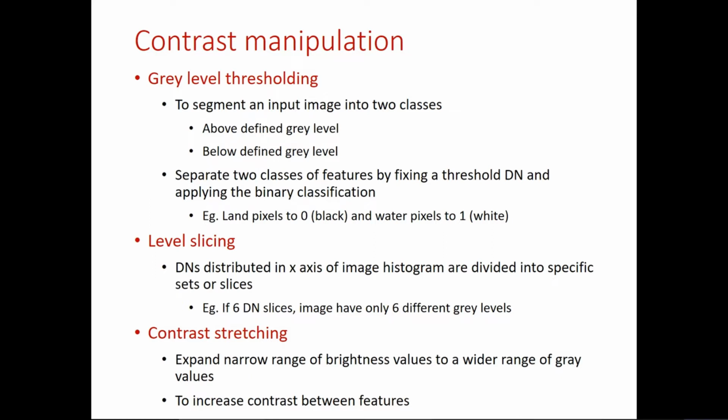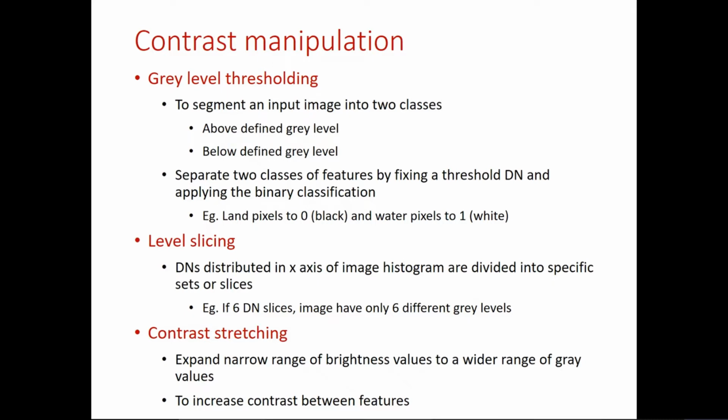So if you are looking at two different classes, you can always separate these two classes by fixing a threshold DN. So you will identify, okay, this is the minimum DN for so and so feature, and this is the maximum DN for another feature. So you fix that threshold DN. Once you fix that threshold DN, you apply this binary classification. So everything below a particular DN will go into black, and anything above that DN will go into white, or vice versa. So you can use gray level thresholding for a binary classification for separating two classes of a feature. Here I have mentioned an example: land pixels to 0 and water pixels to 1.